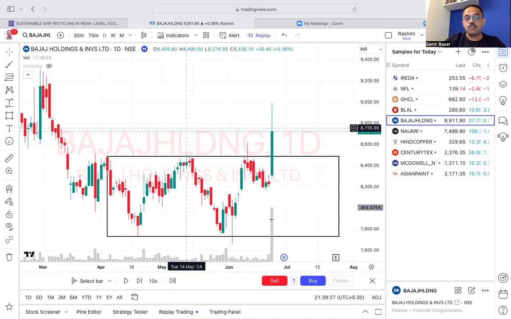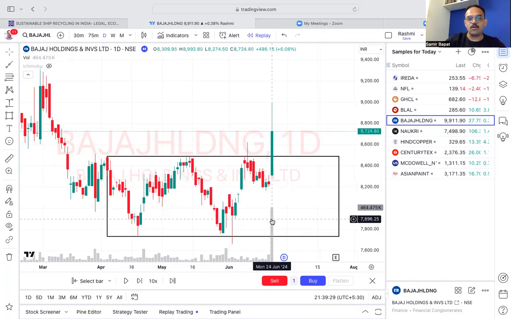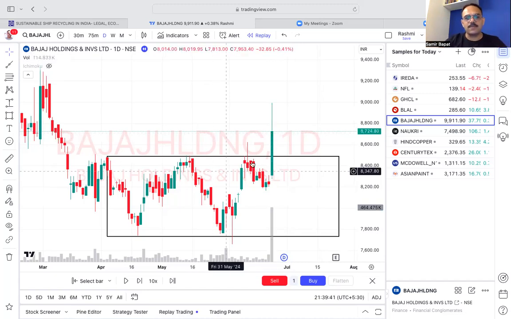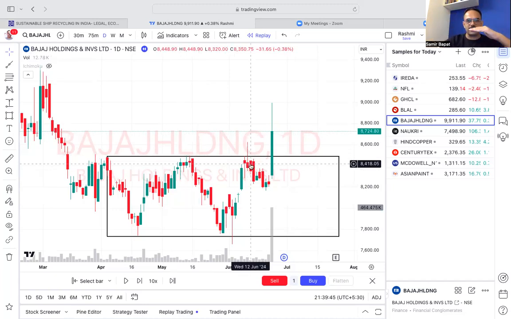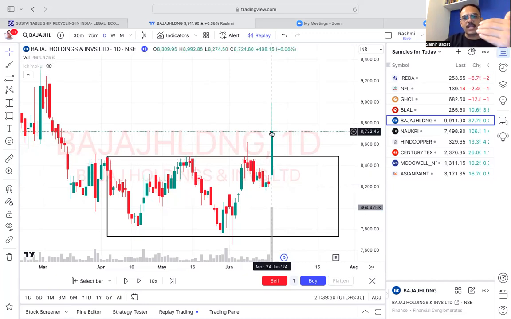Preferably with a good volume. If it is closing above the rectangle with a good volume, we call it that the rectangle or the consolidation is broken. So another way of looking at it is previous few tops which are at the same level. It is a resistance level. If the price crosses above that resistance level and closes, it is called the breakout of that rectangle.